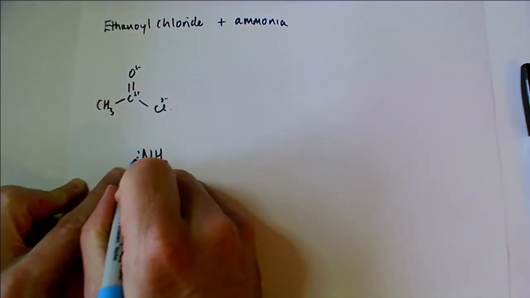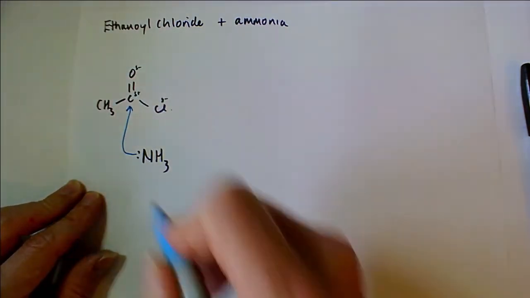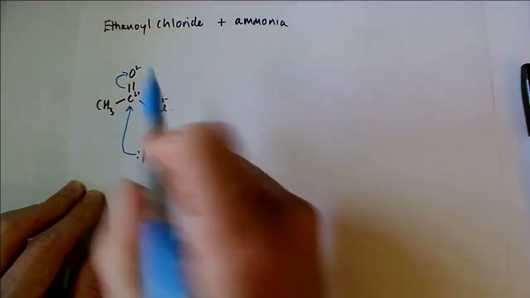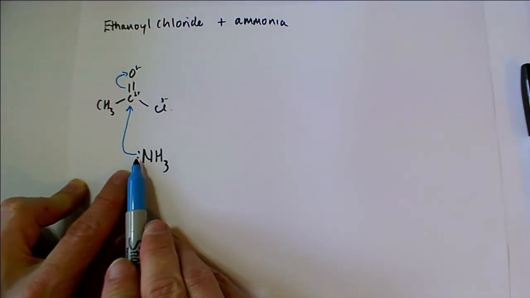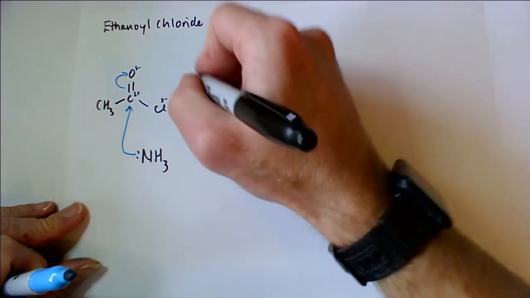And my lone pair on my nitrogen here is going to be attracted to this carbon over here. As this moves in, it's going to push these electrons over to the oxygen there. I'm showing it from the bond to the atom. This time I'm down on the ammonia. I'm showing it from the lone pair to the carbonyl. First step.